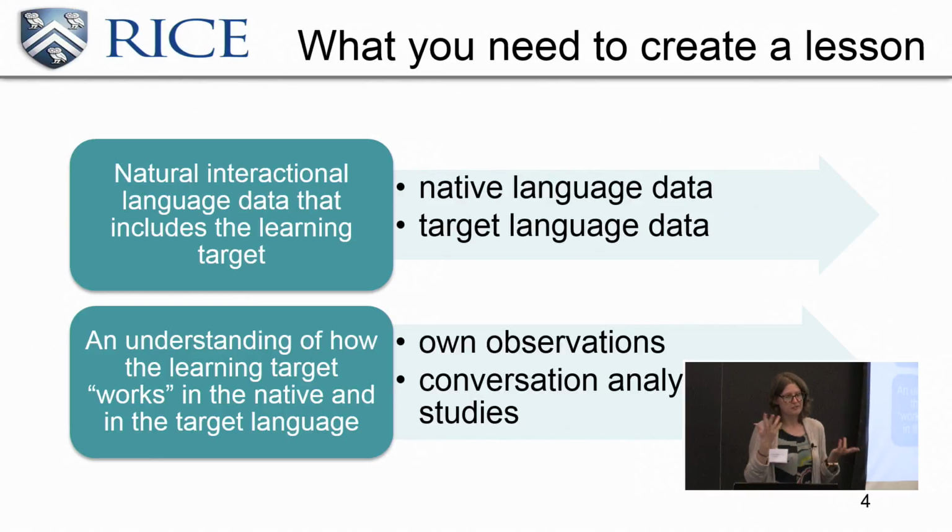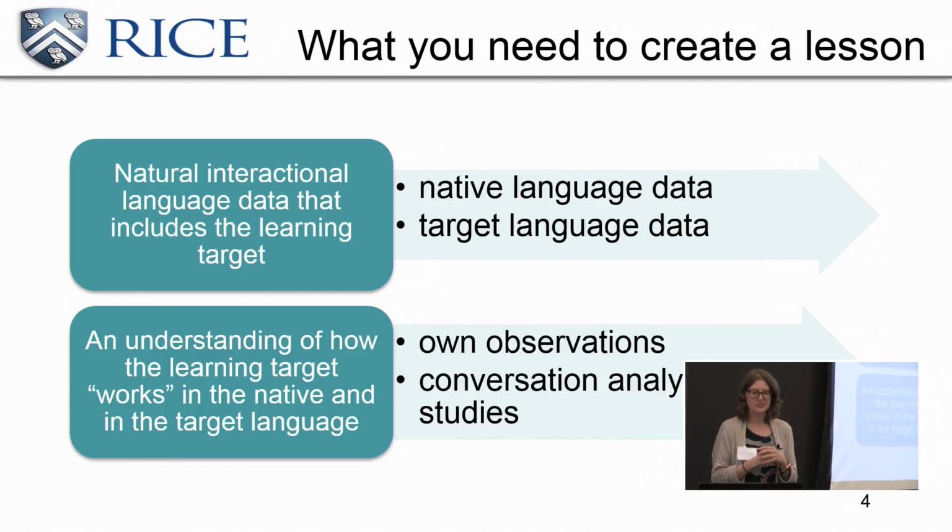So you need natural or authentic interactional language data. That of course includes the learning target, and here the learning target is the interactional practices that Miriam was talking about. Of course, you can focus on only one, not a whole bunch of them, just one learning target, in my case, requests. What would be ideal is to have native language data and, of course, target language data. You also need some understanding of how that learning target works, both in the native language and in the target language. Otherwise, it won't really work.